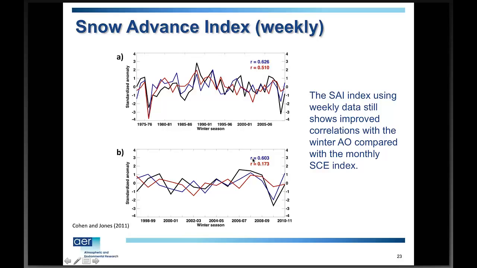And then here's the weekly snow advance index, not the daily, over the more recent period where we have the daily values. You can see that the snow advance index is much better, with a much higher correlation with the AO than the snow cover extent, for reasons I don't understand. The correlation for snow cover extent over the past 15 years or so has really dropped off, but for the snow advance index, it stayed pretty consistent.